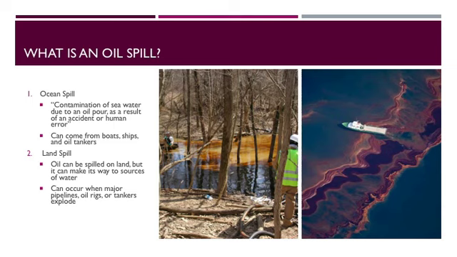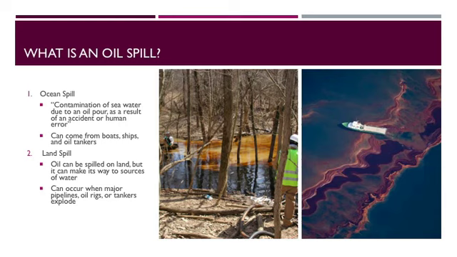What is an oil spill? There are two types of oil spills. The first is an ocean spill. An ocean spill is defined as the contamination of seawater due to an oil pour, as a result of an accident or human error. It can come from boats, ships, and oil tankers.